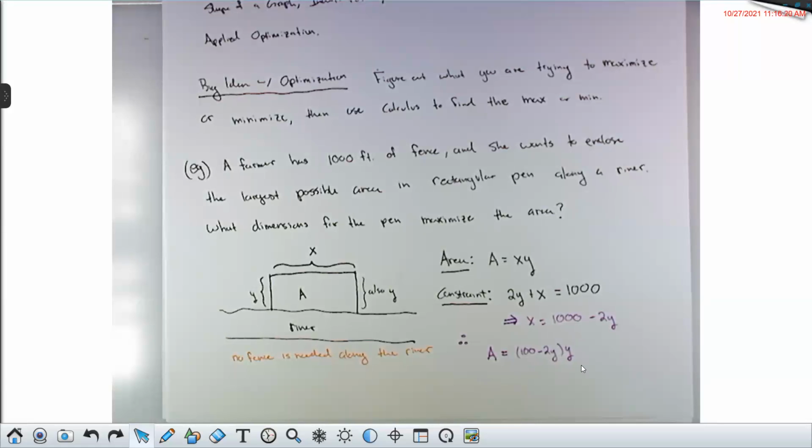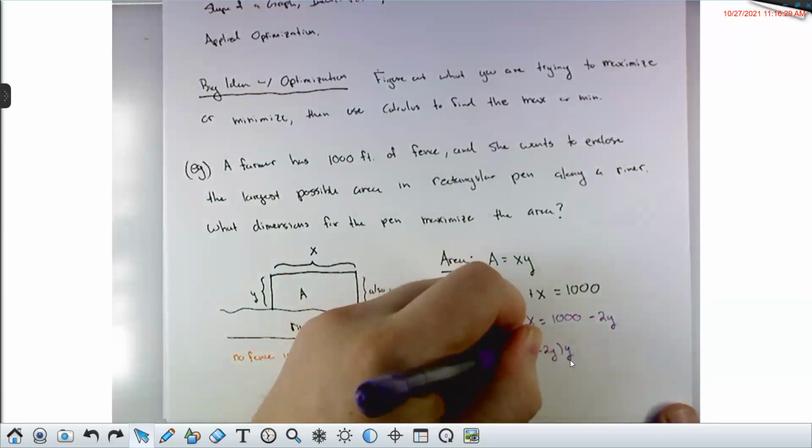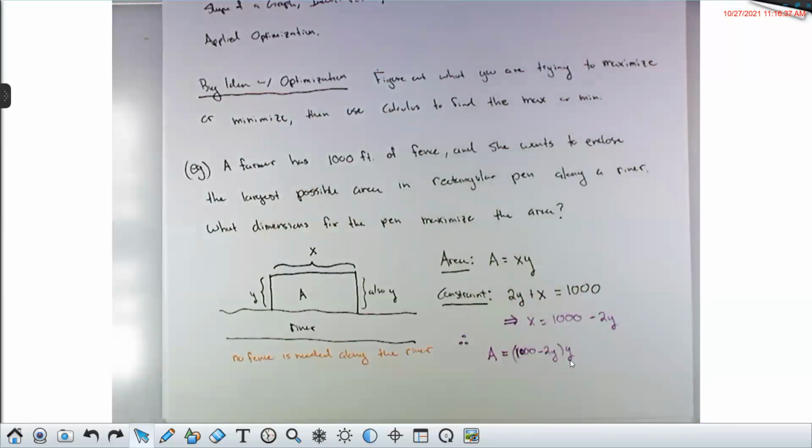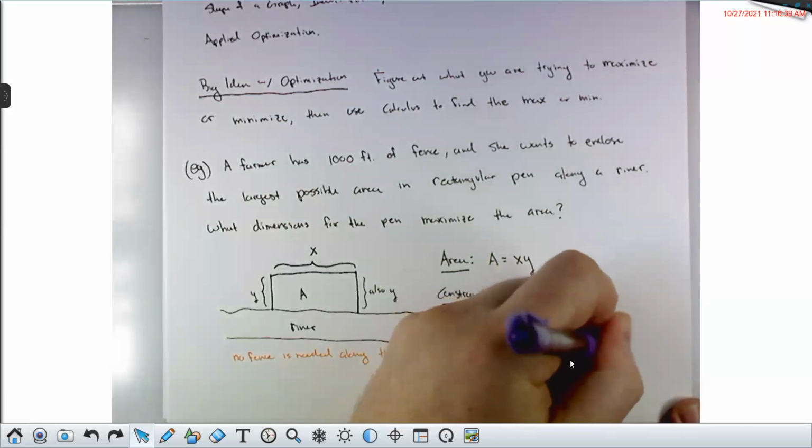I want to maximize this function here, but I also need to be mindful of the domain. Oh, did I write 100? This would be 1000. 1000 minus 2Y. So I want to maximize this.